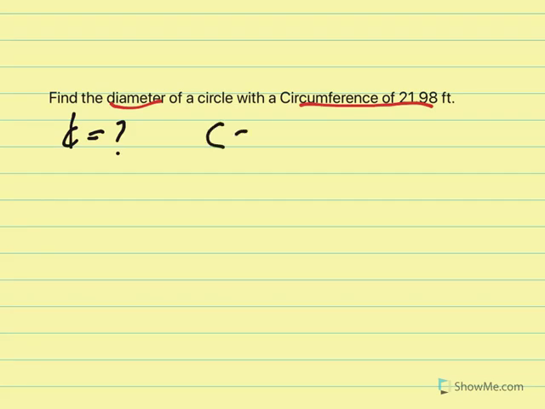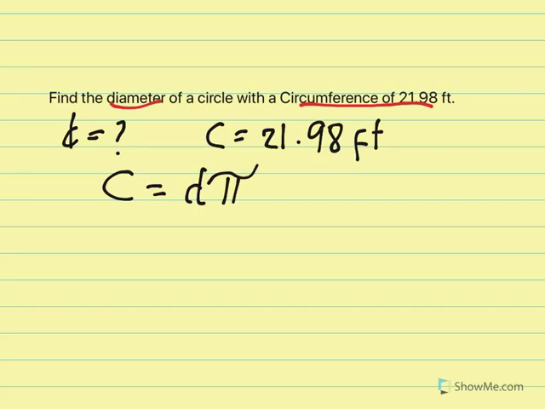But I know that circumference equals 21.98 feet. So they're talking about circumference. They're talking about circles, so we're going to use that formula. So remember, circumference equals diameter times pi. Okay? Diameter times pi. So here we go.